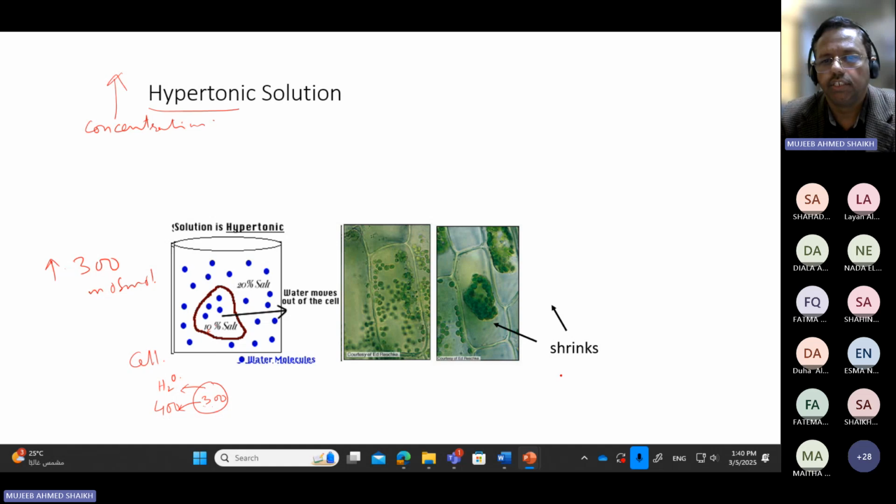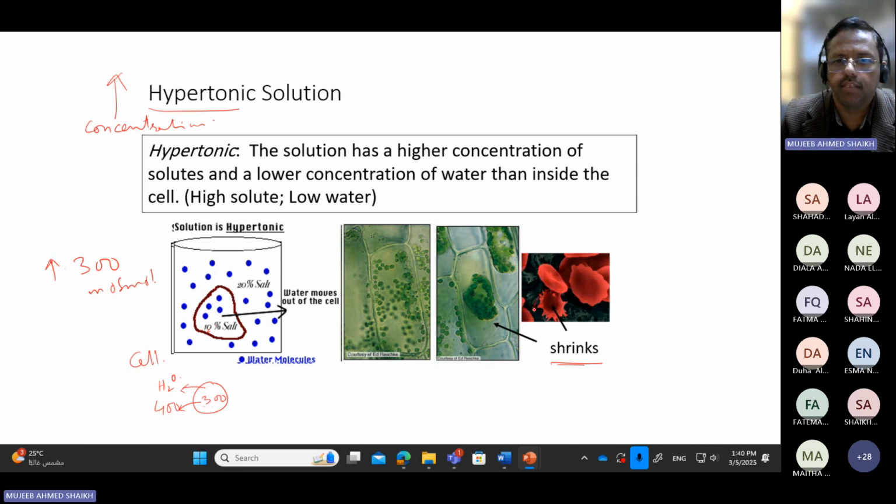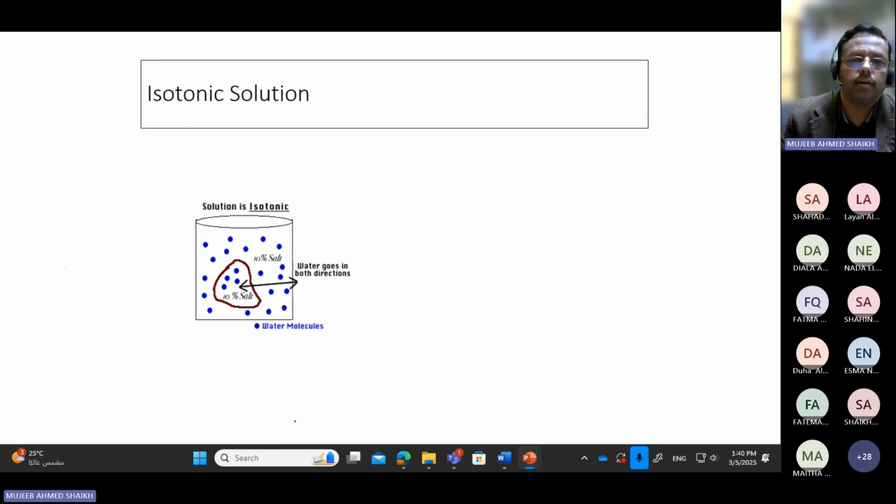This will cause shrinking of the cell. These are animal cells, these are plant cells, but I will show you RBC. So the RBC is shrunken. They are losing water and they will shrink. The result of putting a cell into a hypertonic saline or hypertonic solution is loss of fluid from the inside of the cell, and this condition is known as plasmolysis. Plasmolysis is loss of fluid from the cell into the plasma, and the cell will shrink.